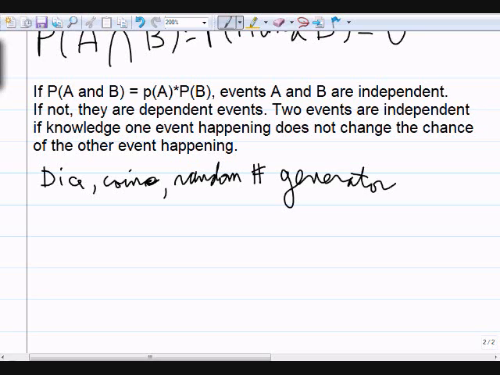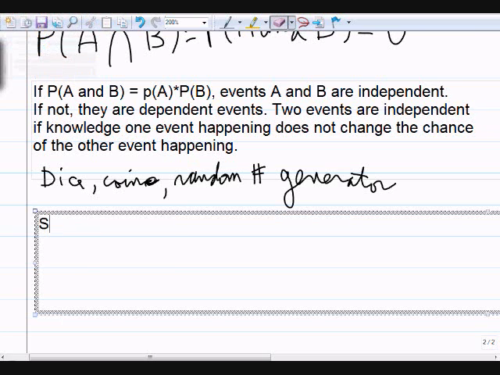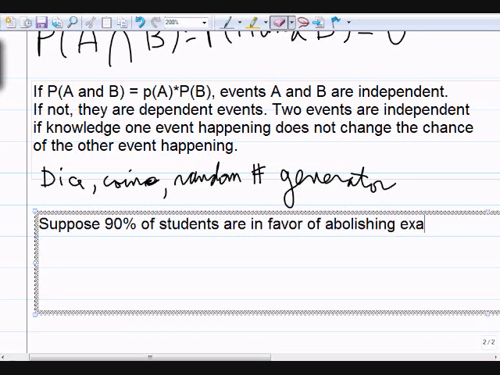Okay, so I'm going to give you an example of how to handle a problem where things seem to be independent. Let's suppose that 90% of students at our school. This is going to be like the homework problem from the other day. 90% of the students at our school are in favor of abolishing exams. Do you think that's about true? Think it might be a little closer to 95? Maybe 99? Maybe 99.9?